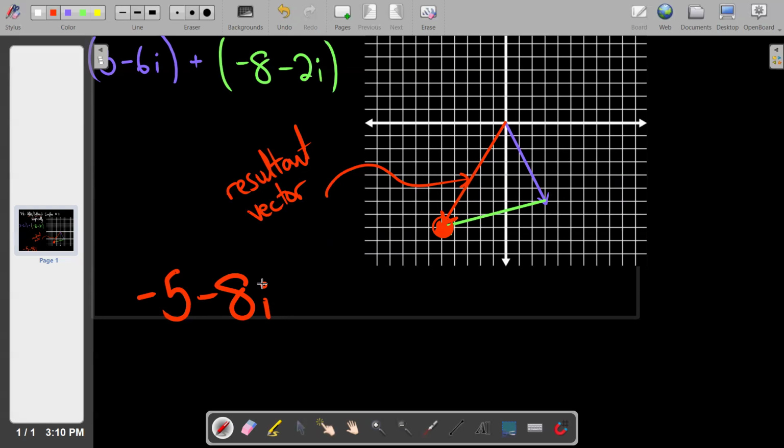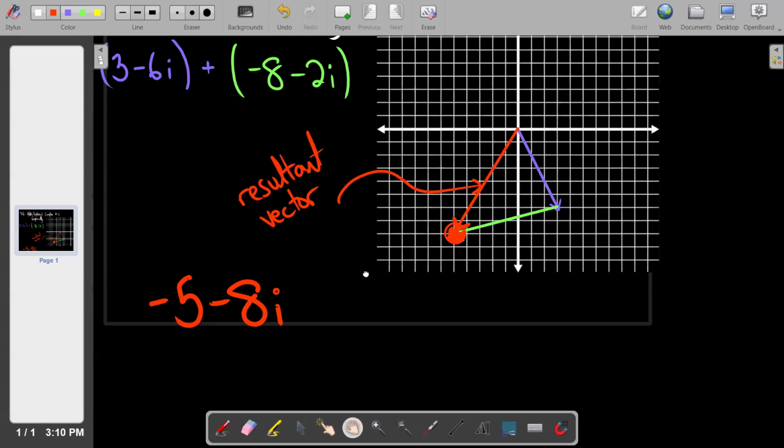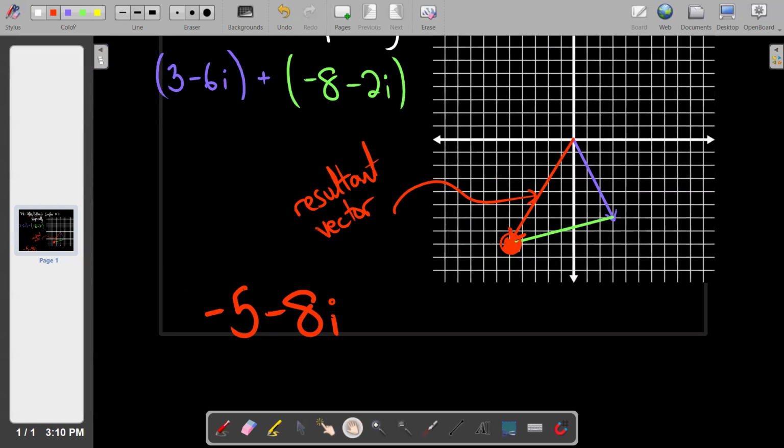Pretend that we weren't talking about this graph stuff, and now just do what you would have done a week ago. And sure enough, if you were to add these complex numbers together old school, what is 3 plus -8? Jackpot. And what is -6i minus 2 more i's? Jackpot.